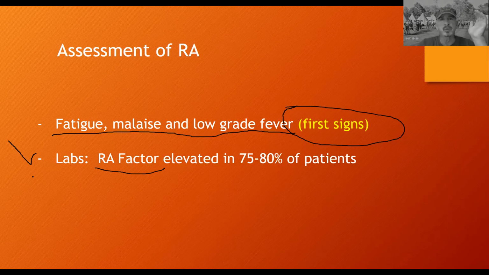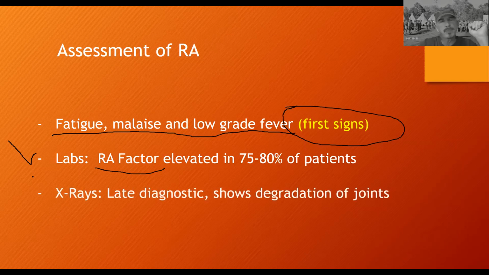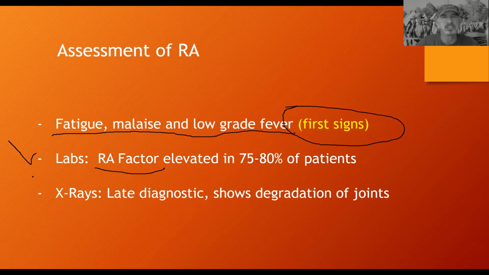You're going to be explaining to a lot of patients that, yeah, we're running 8 or 9 tests on you, but diagnosing this disease is a process of elimination. So bear with us. They may buy it, they may not. X-rays help as far as assessment goes, but there again, the joint has to already be degraded before it shows up on the X-ray. So in the early stages, stage 1, stage 2 of RA, it's not going to show up on the X-ray.